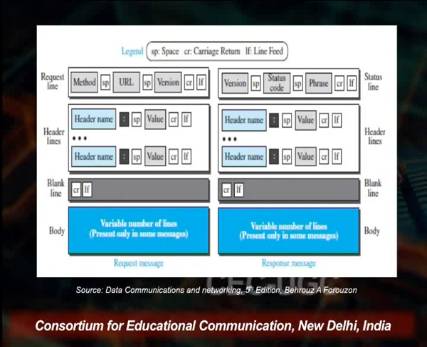The first line in the case of a request message, as we have seen, is known as the request line. Then you have the header lines, then a blank line, and finally a body. In the request line, there are three attributes. The first attribute is the method, then the URL, and the third is the version, with blank spaces in between and an end of line. So what are these method, URL and version?